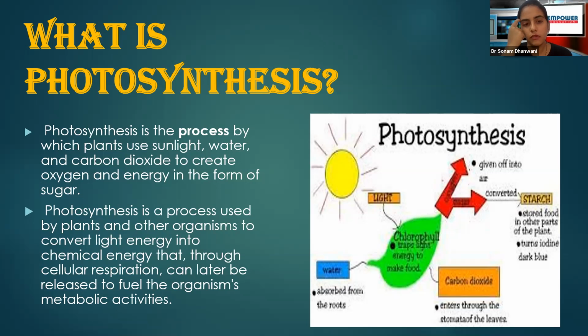Okay, so when you have to define photosynthesis, there is no such typical definition for photosynthesis, but let's see how we can put it in the form of sentences. Photosynthesis is the process by which plants use sunlight, water and carbon dioxide to create oxygen and energy in the form of sugar.